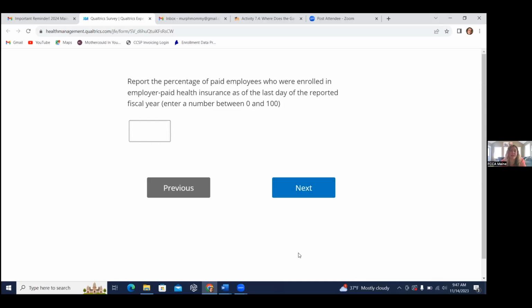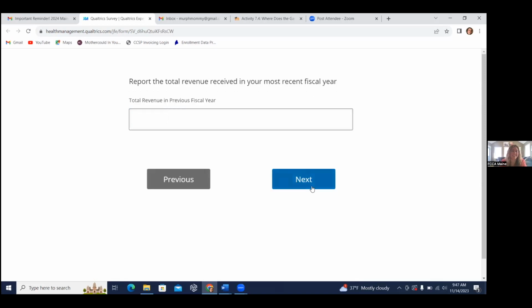Report the percentage of paid employees who are enrolled in the employee paid health insurance. Oh, okay. So maybe we only have 5 employees that use it. So 5 out of 18 is, let's make it 6 out of 18. So that's 33%. I love that. Look at you, it's a percentage. Okay, report the total revenue received in your most recent fiscal year. So we have 40, oh God, so are we like $300,000?